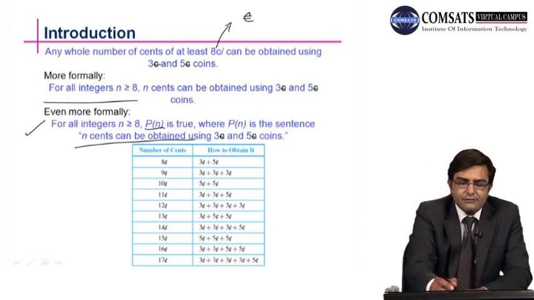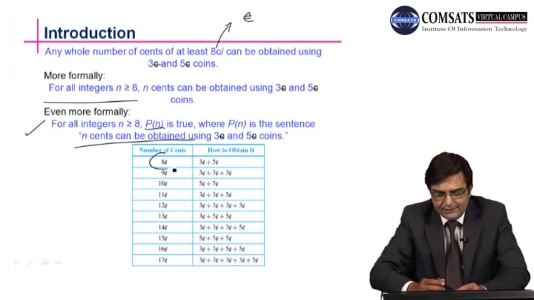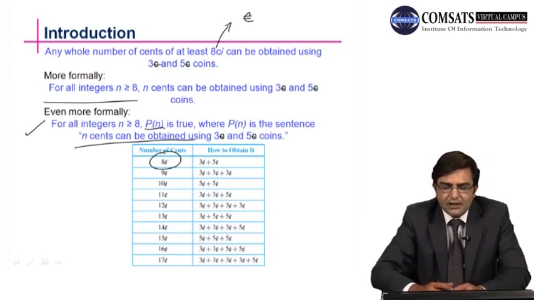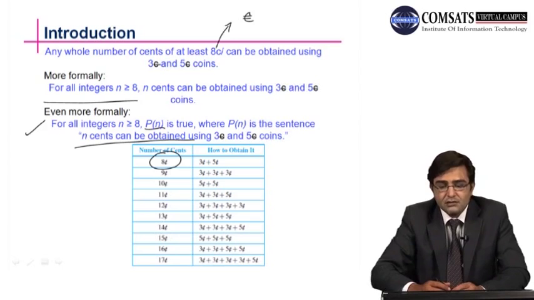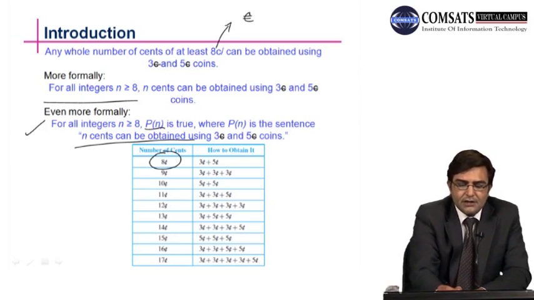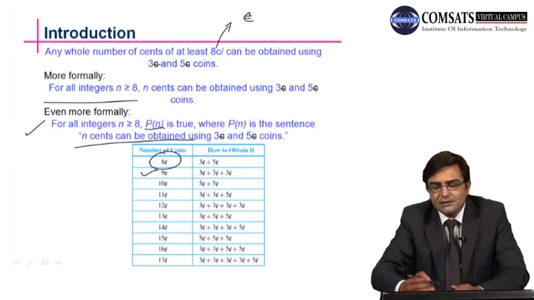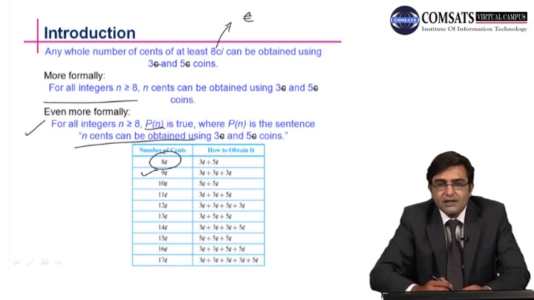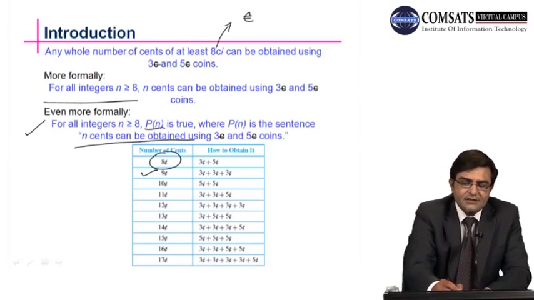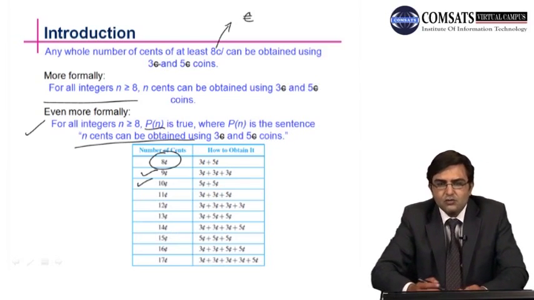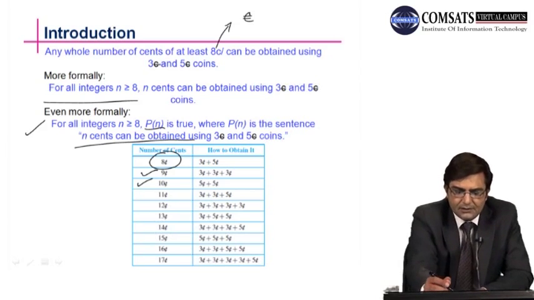For example, 8 cents can be obtained by 3 cents plus 5 cents. 9 cents can be obtained by using 3 cents plus 3 cents plus 3 cents. If we have 10 cents, we can obtain it by using two 5 cent coins, 5 cents plus 5 cents.